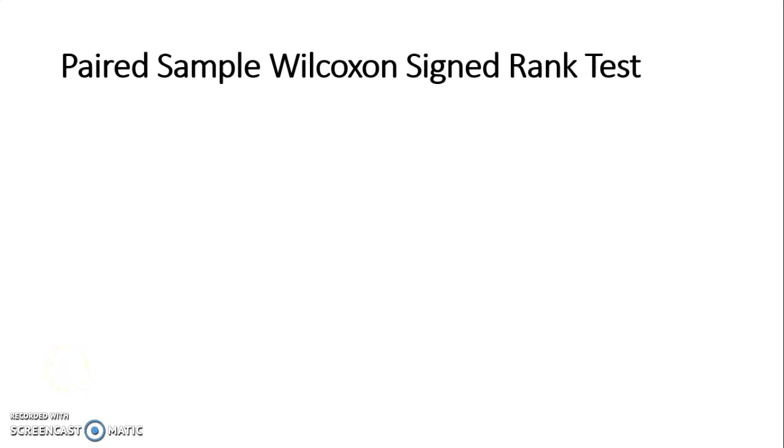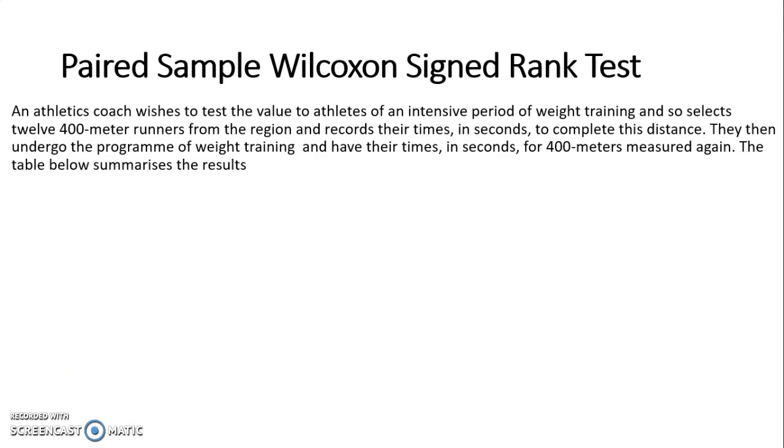This is our second example for the paired sample Wilcoxon signed rank test. Let's take a look at the question. An athletics coach wishes to test the value to athletes of an intensive period of weight training, and so selects 12 400-metre runners from the region and records their time in seconds to complete the distance. Then they undergo the programme of weight training and have their time in seconds for 400 metres measured again. The table below summarises the results.